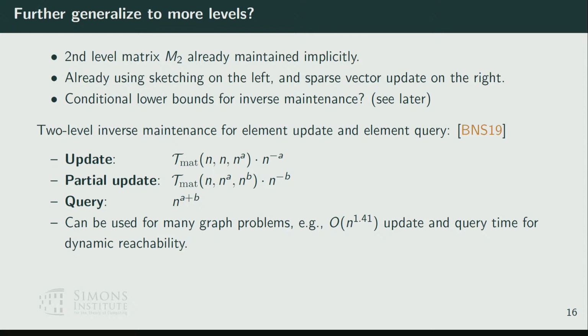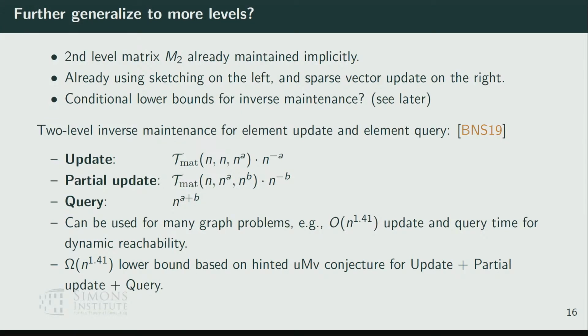Yeah, so it can be used for many other graph problems as well. One application is that it can achieve an n to the 1.41 update and query time for dynamic reachability. I think in the fine-grained complexity talk, they mentioned this upper bound, but without giving any proof. So now you know how to get it by using the two-level inverse maintenance data structure. And then there is a conditional lower bound based on the hinted UMV conjecture that exactly matches the upper bound. So this is a lower bound for the data structure itself.